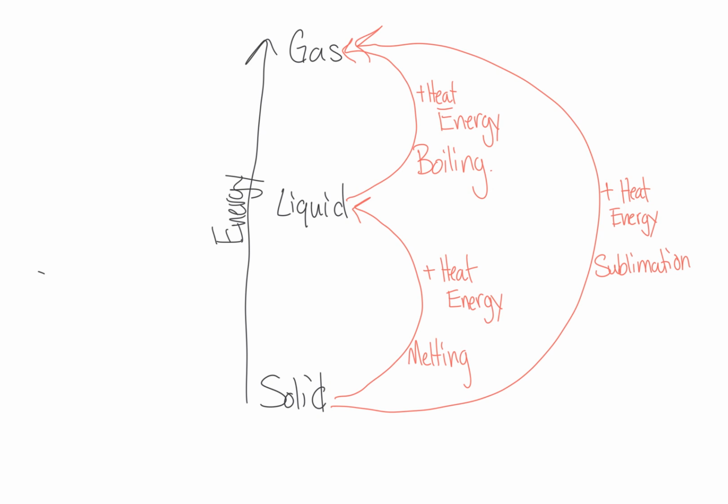Now, everything has heat energy. There's nothing that has zero heat energy. So to go backwards, to go down the energy level, we have to remove heat energy. So if we want to go from a gas back to a liquid, we don't add cold. Cold isn't really a thing. Cold just means slower moving molecules. So we have to subtract heat energy. And it's not that we're destroying that heat energy. We're not destroying energy. You can't destroy energy.